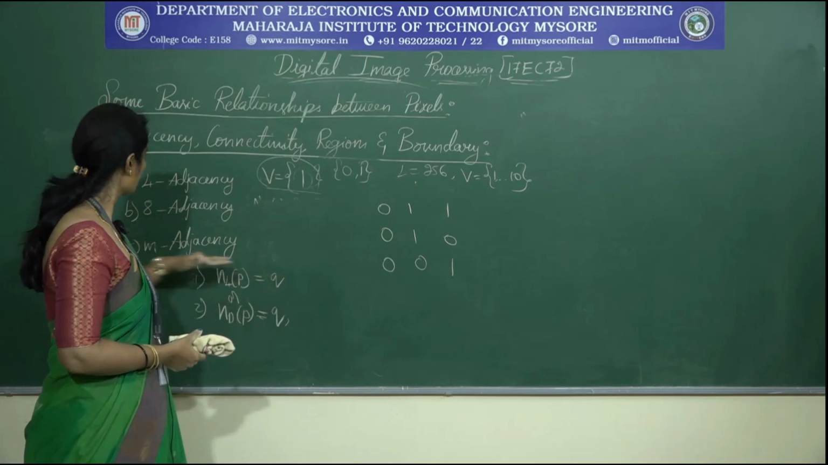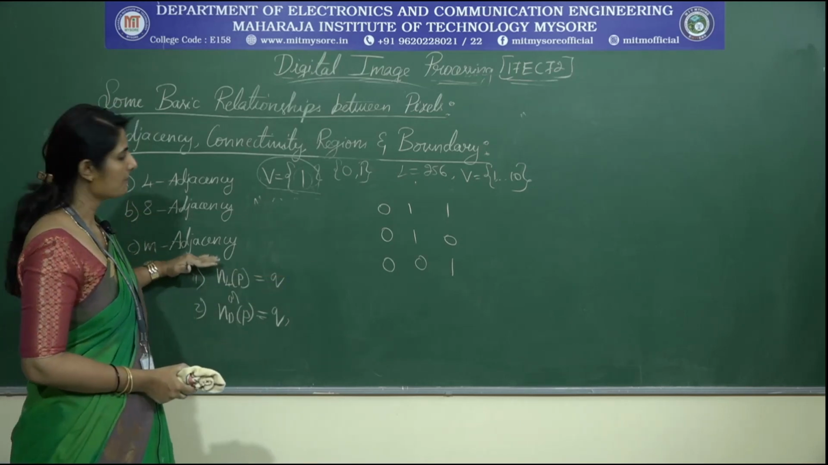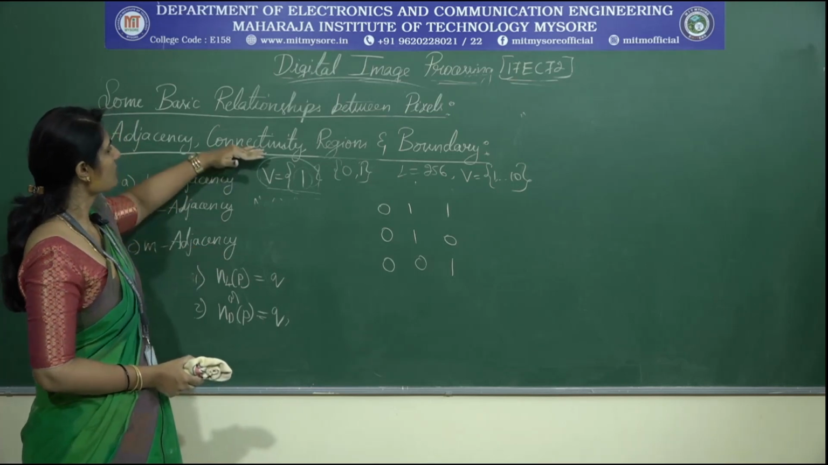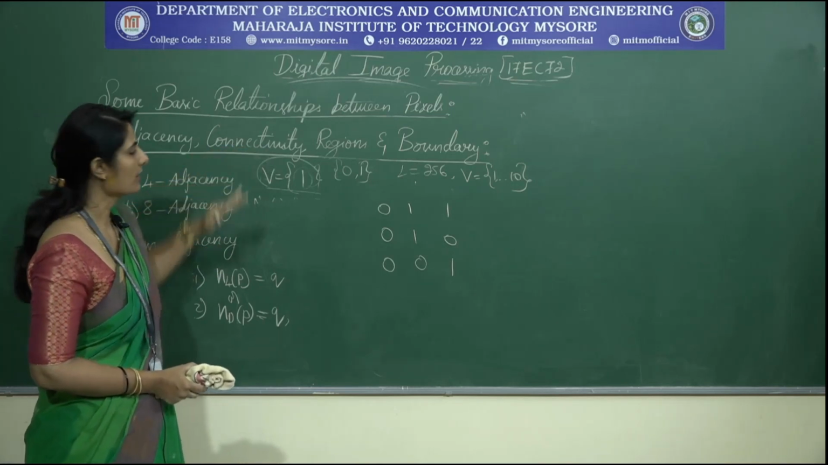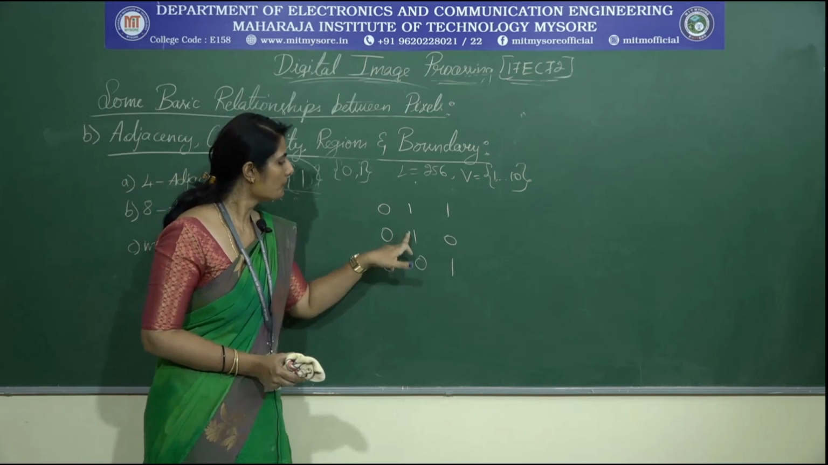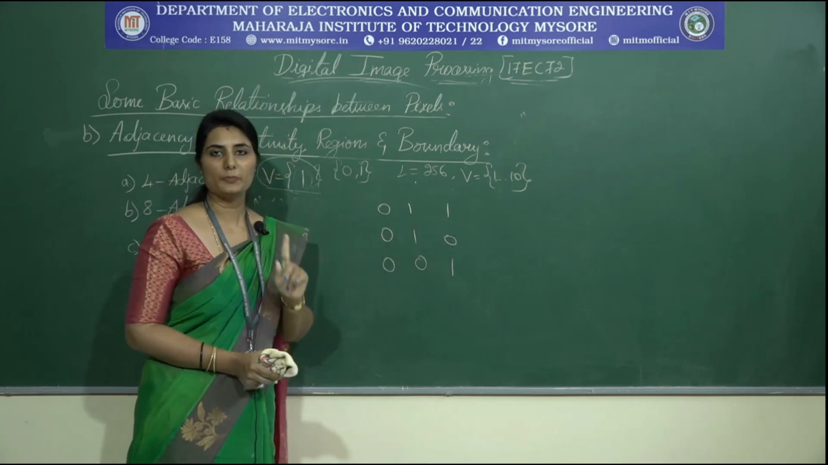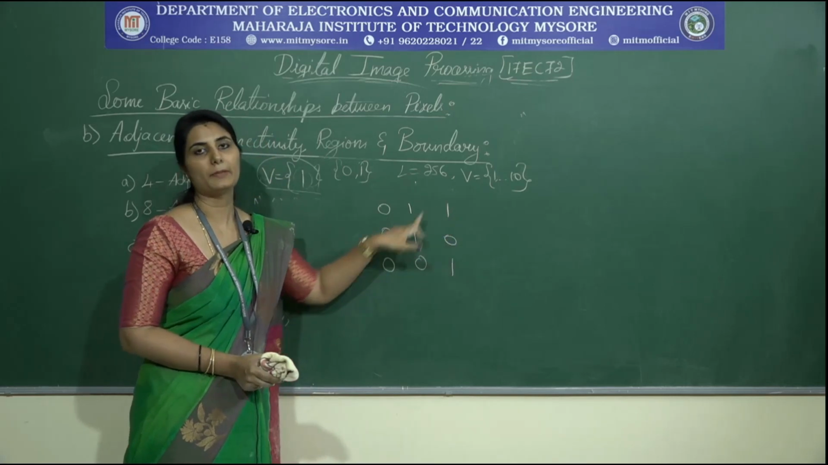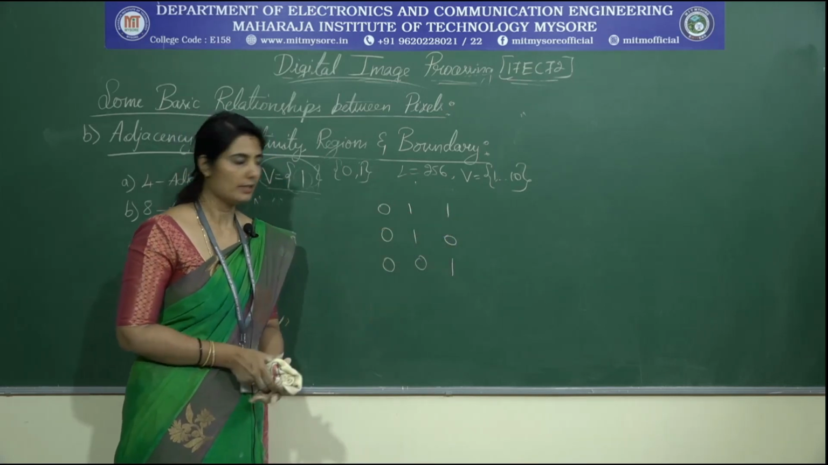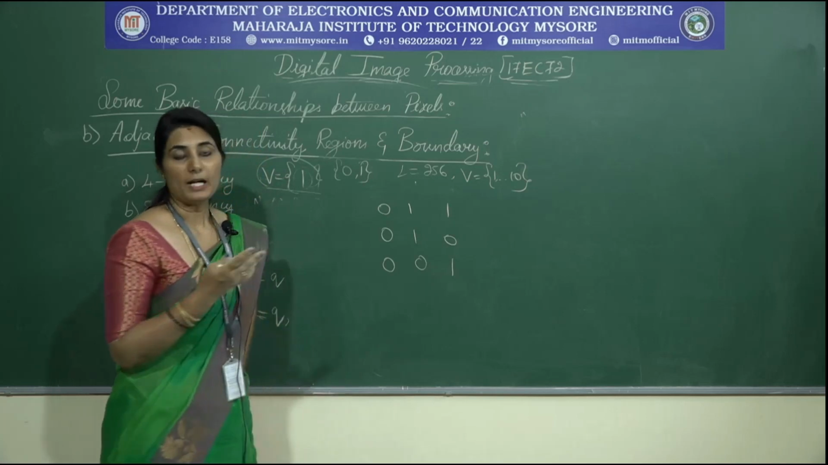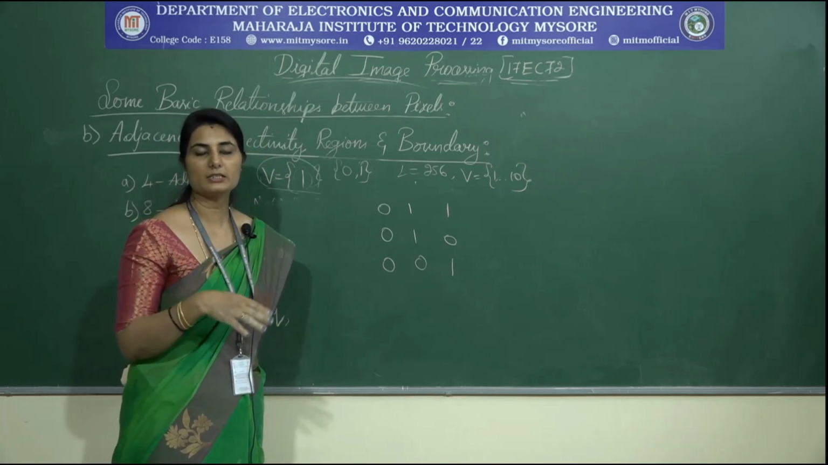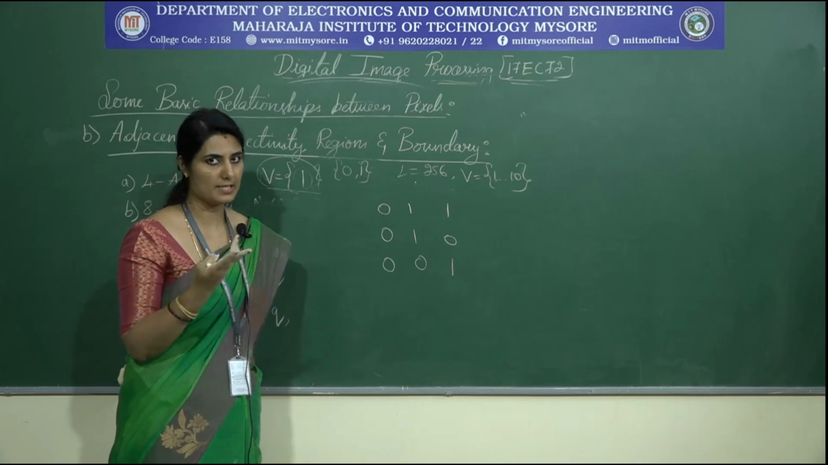So, in order to illustrate this M adjacency concept, first I should also tell about the connectivity. Two pixels P and Q are said to be connected if there exists a path between P and Q. The path can be of any type, like 4 adjacent path or 8 adjacent path or M adjacent path.